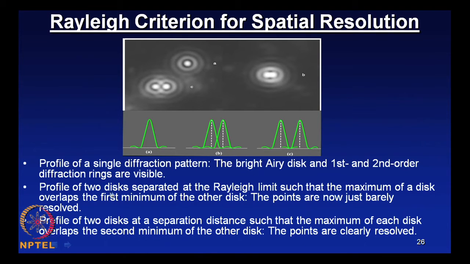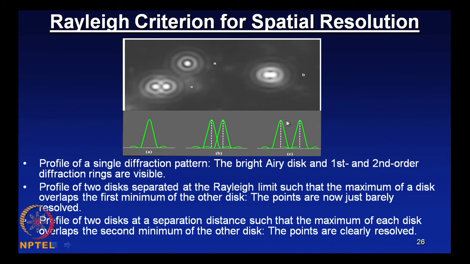So the profile of the two disks separated at the Rayleigh limit, such that the maximum of one disk overlaps with the first minimum of the other disk. This is what is shown in image B. The two points are barely resolved.